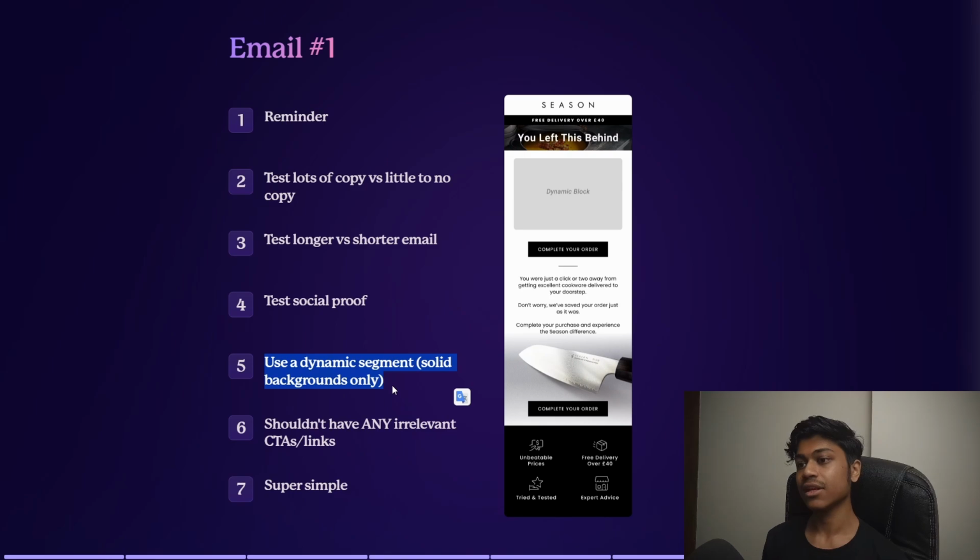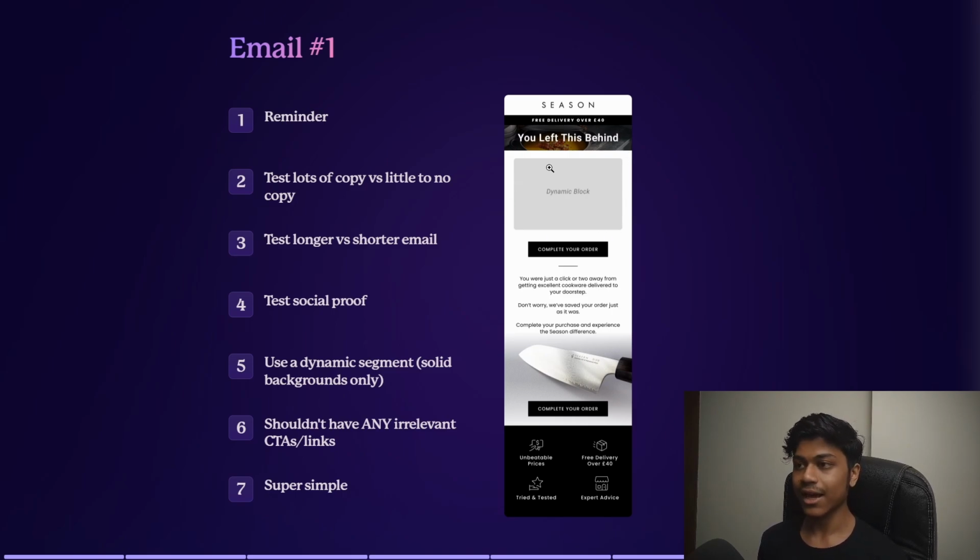Use a dynamic segment with solid backgrounds only. Okay, so behind this dynamic block, basically a dynamic segment is what is inside the card. So whatever's in the card is going to show here, right? But you want to make sure that the background of this segment is solid. In this case, it's solid white, but it could be any solid color.